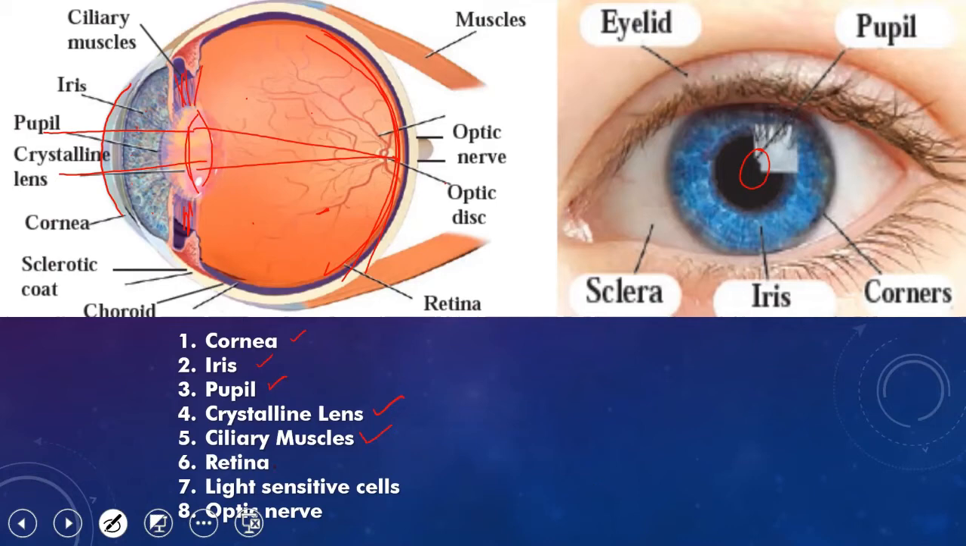On the retina, you have something called light sensitive cells. As soon as light rays fall on the retina, these light sensitive cells get activated and send electrical signals via the optic nerve to the brain, and then the brain does all the interpretation, and then we are able to see the things around us.